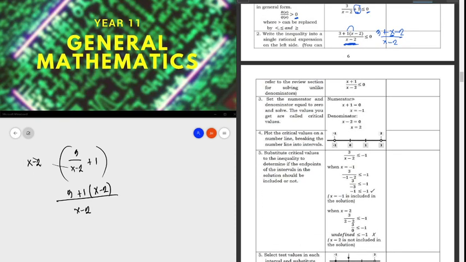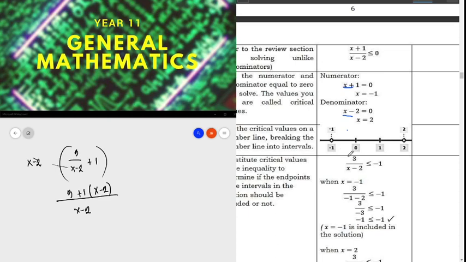Next step is to equate the numerator to 0 so we can find x, and the same thing for the denominator. So x plus 1 is 0, and then x minus 2 is 0. Here we have the number line: negative 1, 0, 1, 2. So this is it, open circle. Open circle.